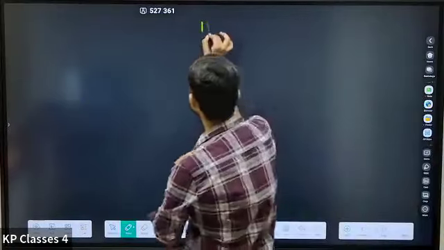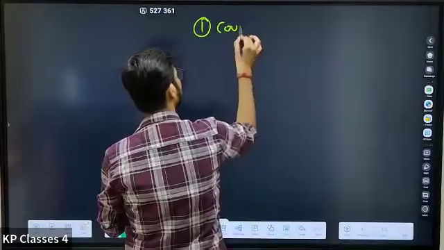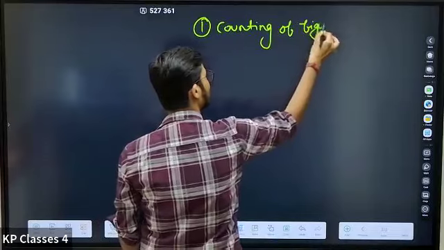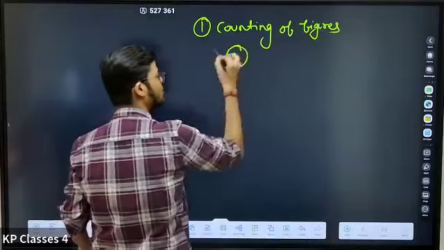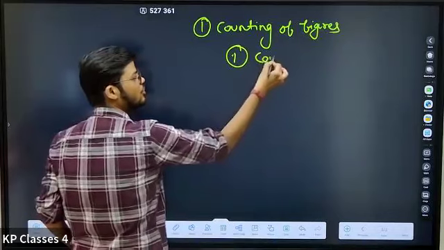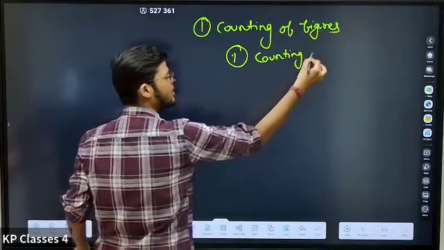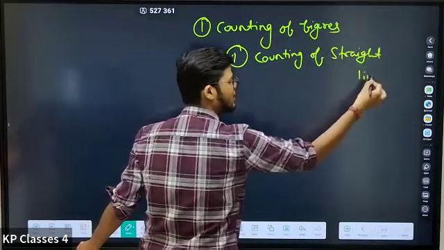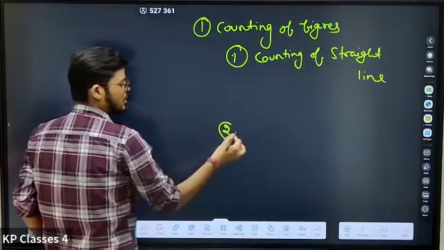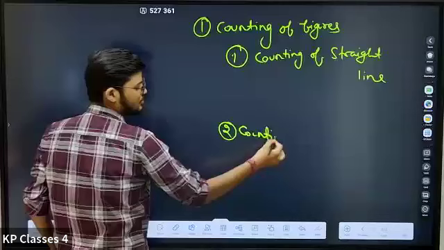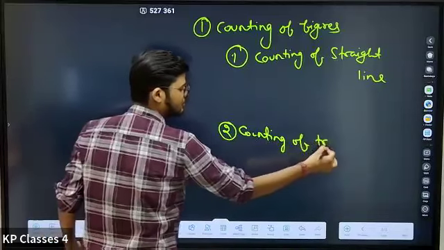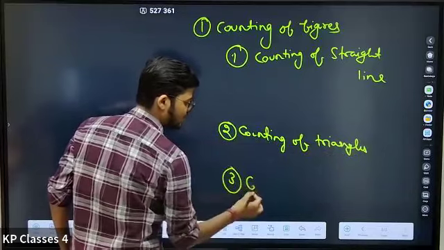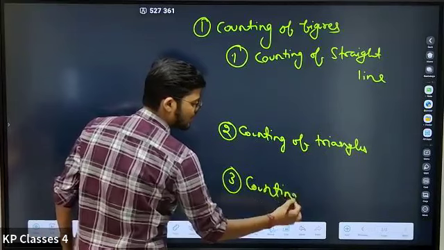Now this first chapter is counting of figures. Now in counting of figures, what are the things that we need to understand? In counting of figures, there are a total of four types of things that we'll be talking about. The first is going to be counting of straight lines in a given figure. Then after that, the second thing is going to be counting of triangles in a given figure. And then after that, your third thing will be counting of squares.